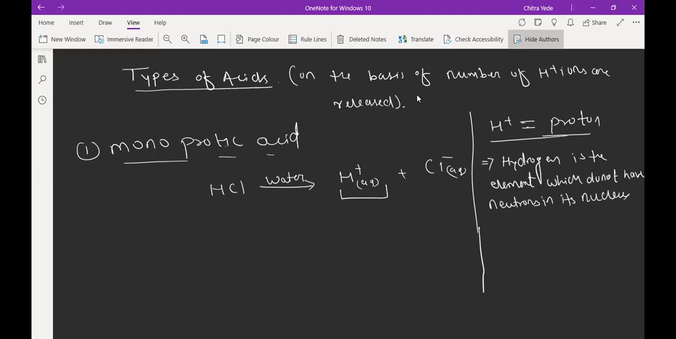But hydrogen also has different varieties, which have different masses according to their number of neutrons. They are isotopes. So hydrogen is the element which does not have a neutron in its nucleus. It is a part of GK, general knowledge, so you have to remember it.